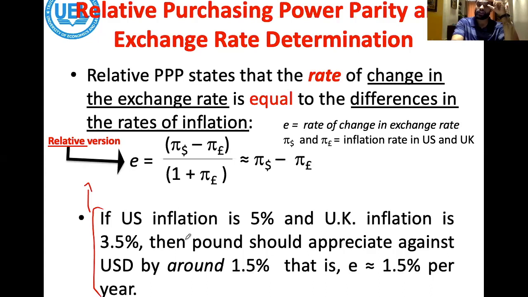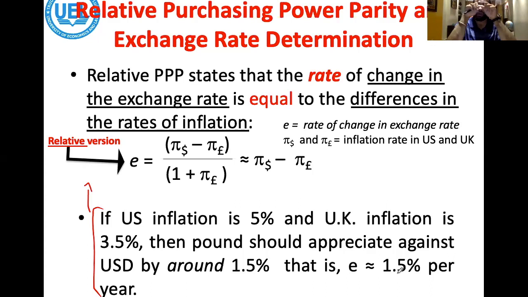So if the US has high inflation, which means the US currency will depreciate by the rate which is different from the inflation rate of England. So 1.5% will be the depreciation in the exchange rate fluctuations. So there will be the difference. So we can say that $1 equals 1.5 pounds. Before, $1 equals 1 pound, right?